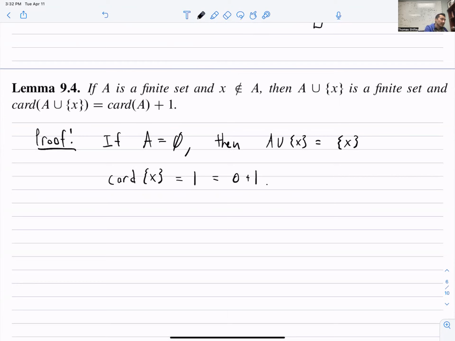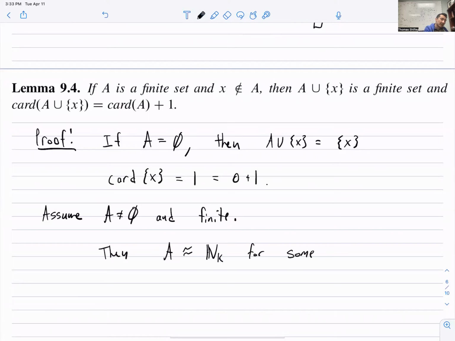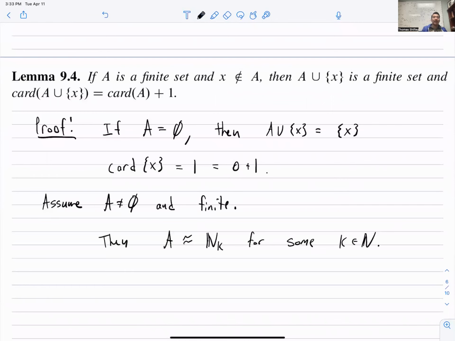Let's assume it's not. Assume A is not empty and finite. What does that mean? Then A is equivalent to n sub k for some natural number k. It has k elements in it. That's basically what we're saying. And we need to build a map from this to basically k plus 1. If we can do that, then we're done.